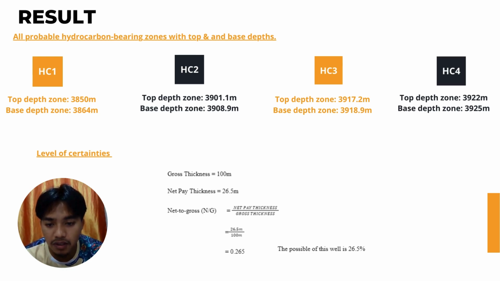So for the level of certainty, we use the net to gross formula to calculate the probability of the well. With our reservoir having a gross thickness of 100 meters and net pay thickness of 26.5 meters, we divided net pay thickness by gross thickness and get 0.265. So the probability of this well is 26.5%.